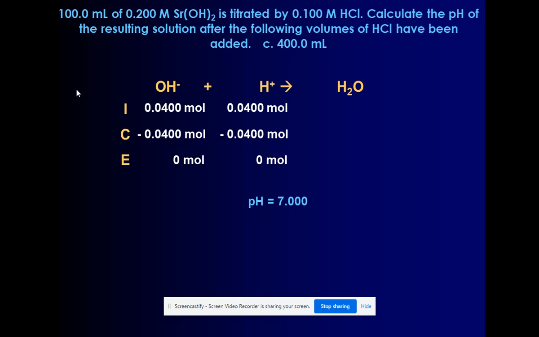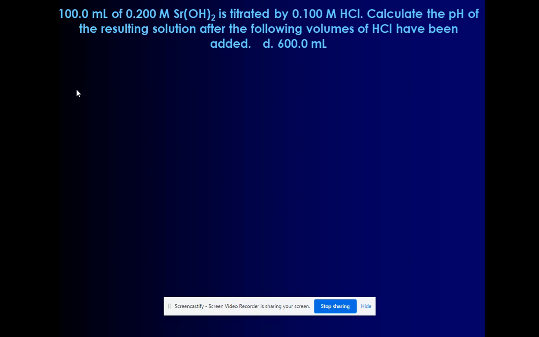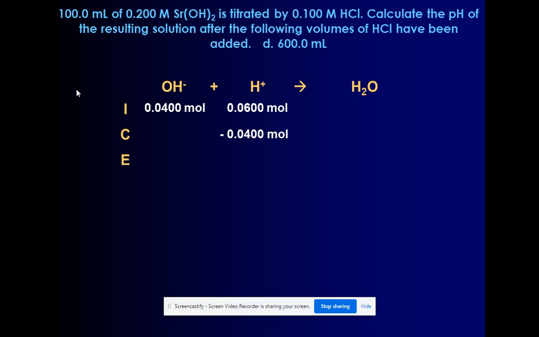Finally, in part D, we are going to switch limiting reactants because we are adding an excess of the hydrochloric acid. We now have 600 mL of that hydrochloric acid present. We still are going to have the 0.0400 moles of hydroxide, but now we're going to have 0.0600 moles of hydrogen ions, 0.6000 liters times 0.100 molar. Our smaller amount is the hydroxide, so that will now be our limiting reactant. We will have consumed all of our hydroxide, and we will have 0.0200 moles of hydrogen ions remaining.